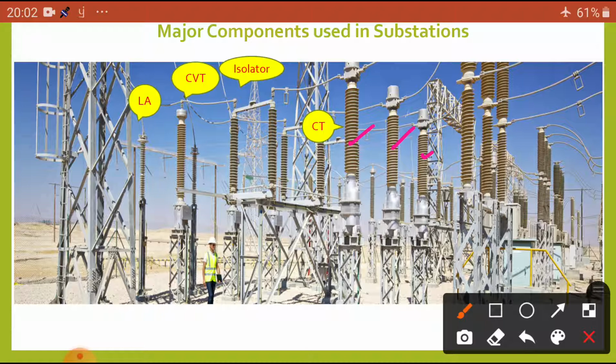At the same time, isolators are also three: R phase, Y phase, B phase. The isolators are here. You can see the isolator movement also, whether it is single break or double break.